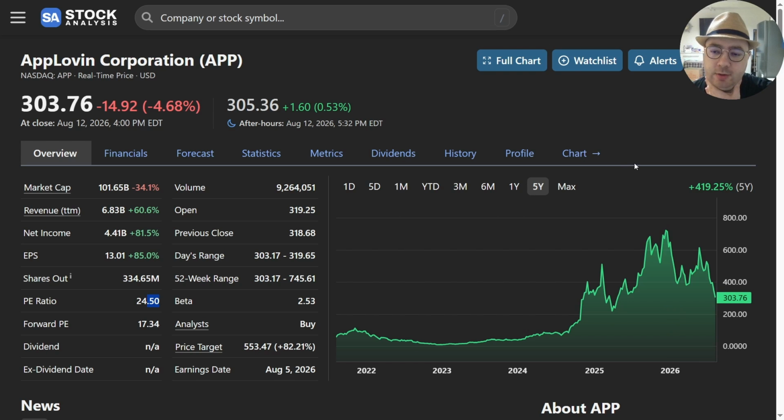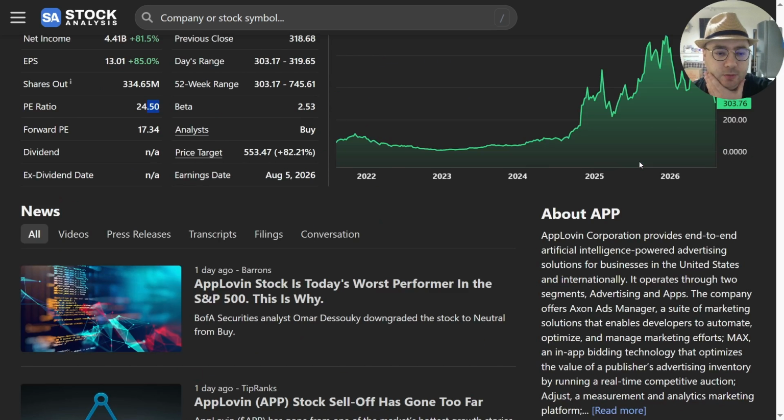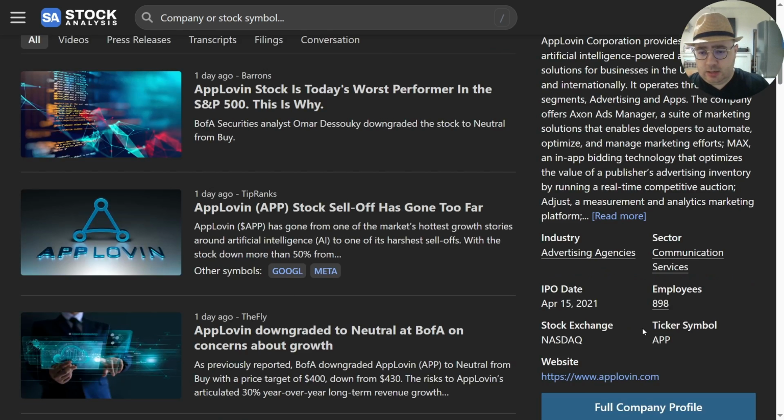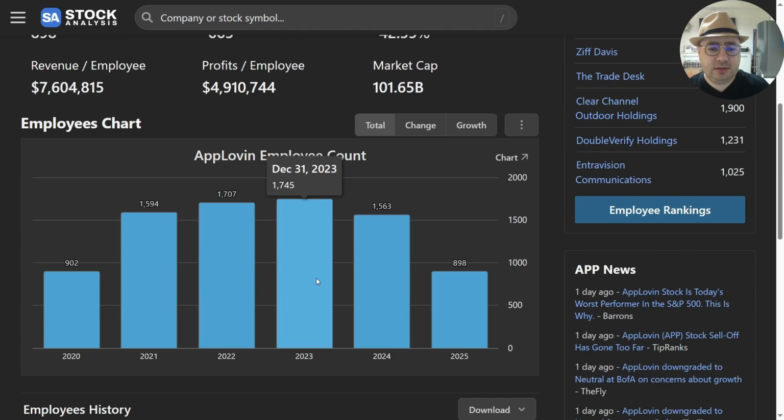Yeah, on the graph side, it doesn't look amazing. What is this? What is it doing? Provides end-to-end AI-powered advertising solutions. So advertising, is this another Trade Desk type of situation where it just has a rough neighborhood? Does it compete in ads with Google, Amazon, and Meta? We're gonna ask ChatGPT about this. So yeah, communication services, advertising agencies, 900 employees. Let's see, it's dropping like a rock. What's going on here?